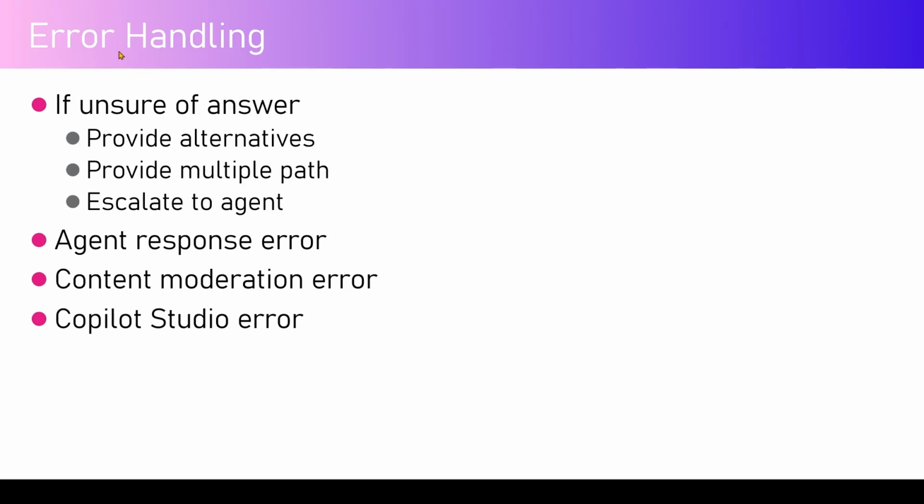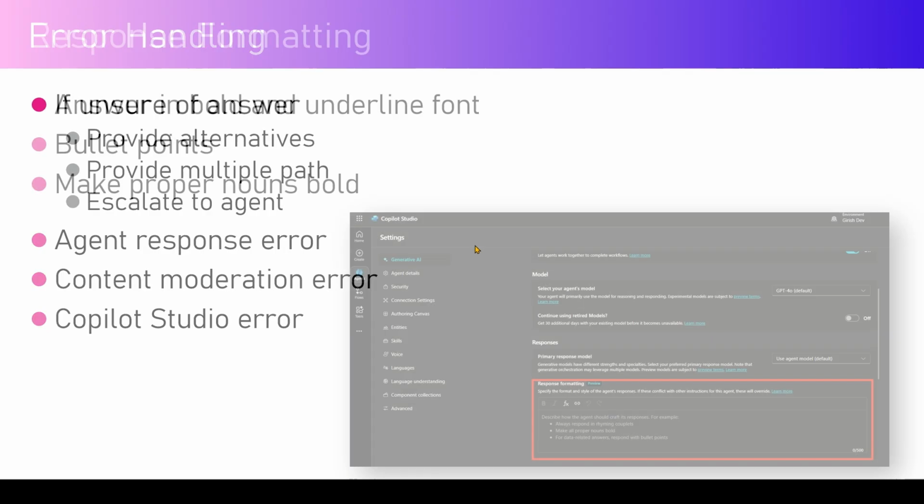Error handling, now this is the last part. If a bot is unsure of the answer, the bot can provide alternatives, provide multiple paths, or, if an escalate-to-agent topic is created within your bot or agent, then you can escalate it to a particular system. Then there are agent response errors, content moderation errors, Copilot Studio errors. So there are multiple things that can go wrong while answering or responding to a user query. These kinds of things can be configured and utilized within the system.